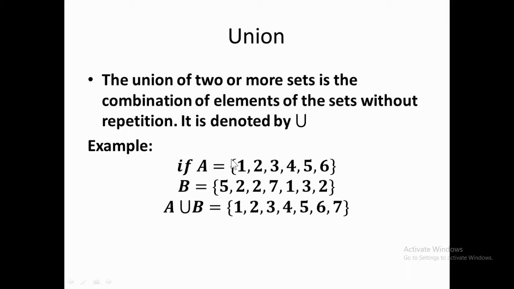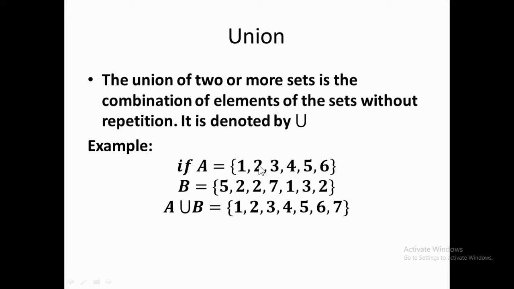We also have another term in sets which we call union. Union is the combination of two or more sets. When you combine the elements of two or more sets together, that means you are finding their union. And we denote that by the elongated U. That is the symbol for union.